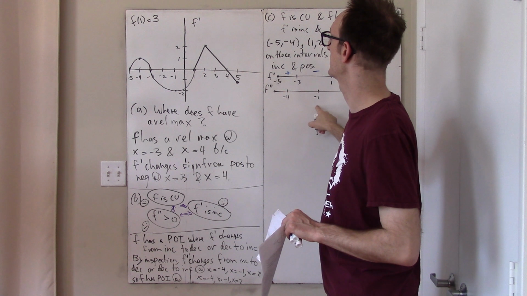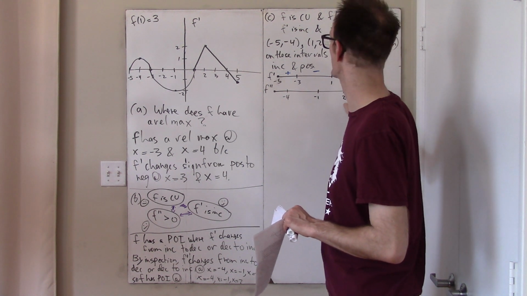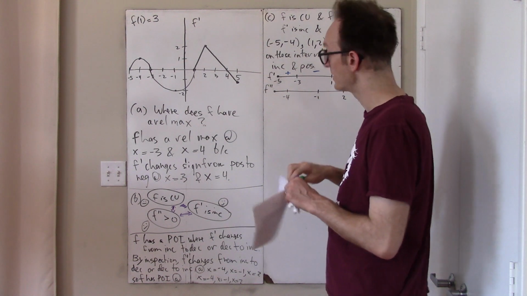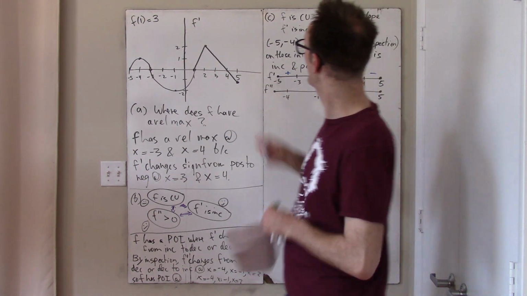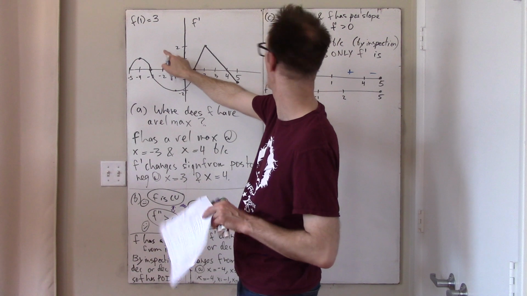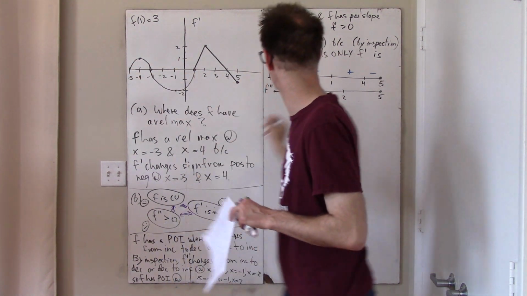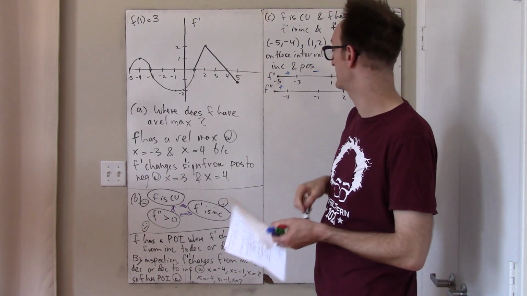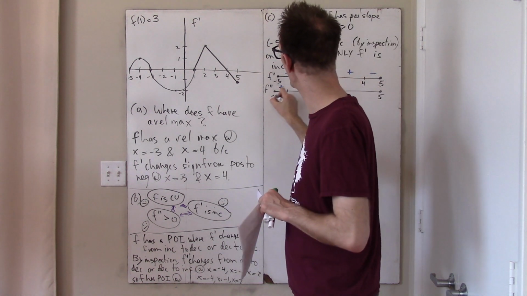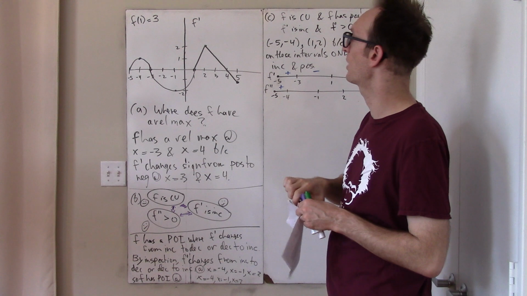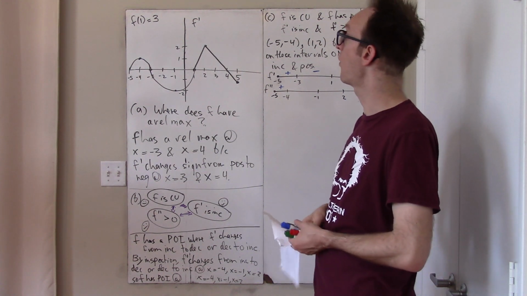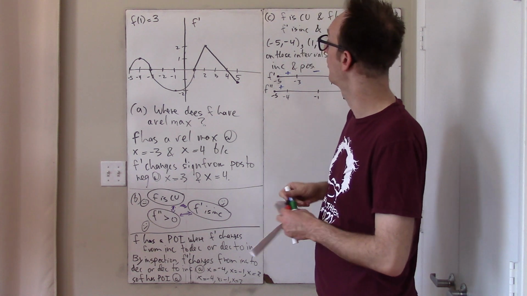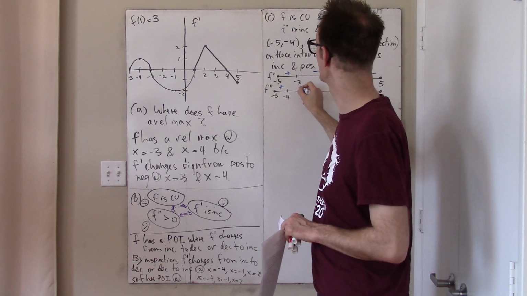Hold on, let me just put in my points first, 2, and that's it. Okay, so now f double prime will be positive between -5 and -4 because f prime is increasing, and between -4 and -1 f prime is decreasing, and so f double prime is negative.